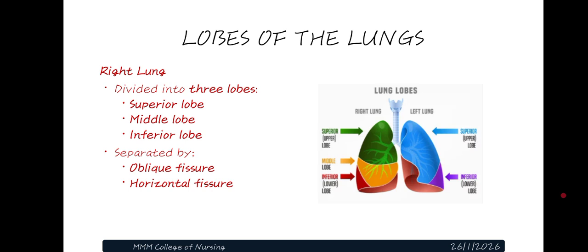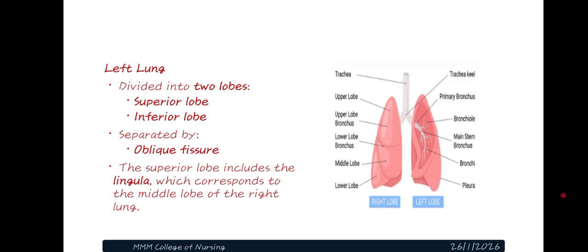Coming to the lobes of the lungs, the right lung is divided into three lobes: superior, middle, and inferior lobe, separated by the oblique and horizontal fissures. Left lung is divided into two lobes: superior lobe and inferior lobe. It's separated by the oblique fissure. The superior lobe includes the lingula, which corresponds to the middle lobe of the right lung.